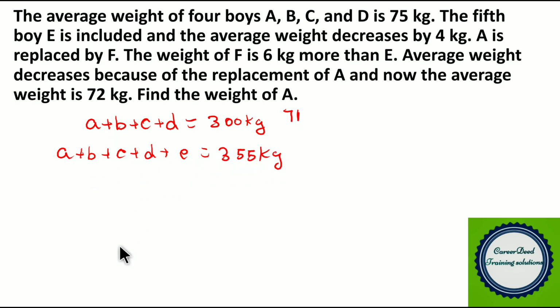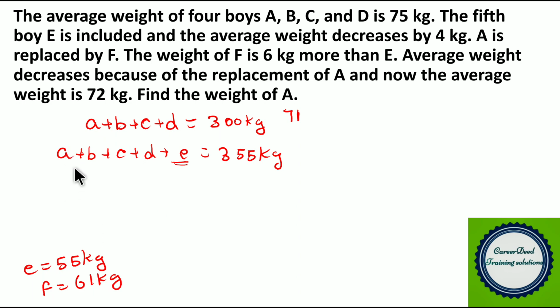Now you can easily say the weight of this boy E is 55 kg. Right, because A plus B plus C plus D is 300. So when you substitute this 300 here, you will get E's weight equal to 55 kg. Now A is replaced by F. The weight of F is 6 kg more than E. So here you have another hint. Weight of F is 6 kg more than E. So 55 plus 6, it is 61 kg.